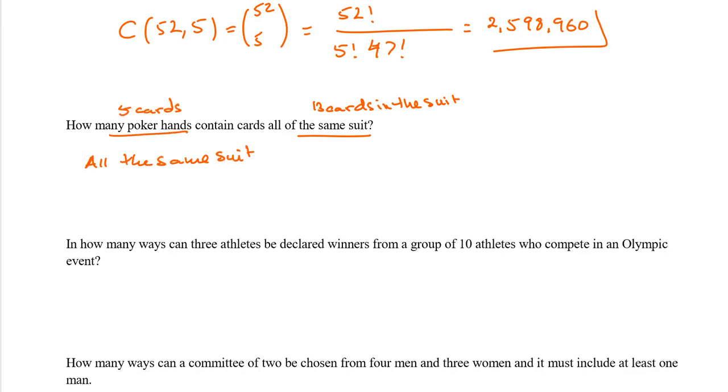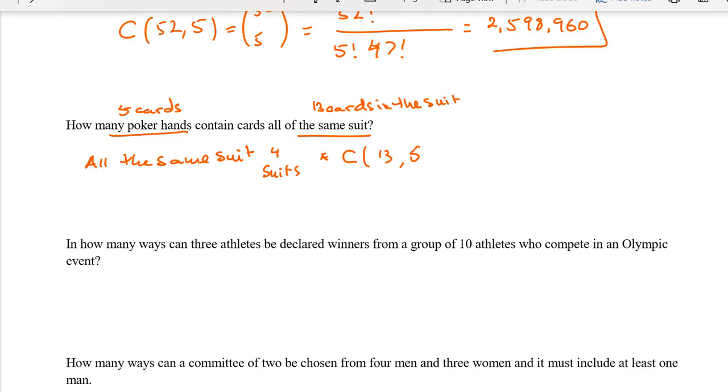So all of the same suit, meaning we have 4 suits, right? Which are the heart, the club, and so on, diamond. We have combination 5 out of 13, because we need to pick 5 from the 13 in the suit. But because we have 4 suits, we have 4 different ways of choosing the same suit. And the total becomes 5,148. The 13 because 13 in the suit, and 5 is the poker hand.